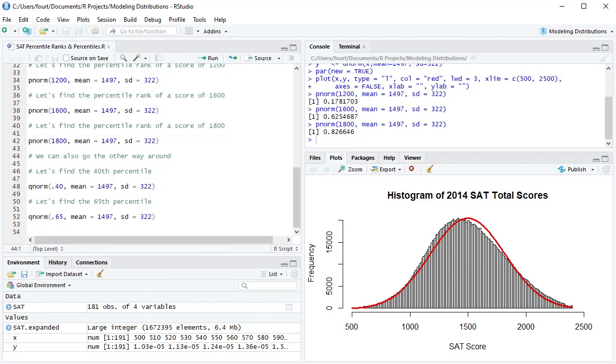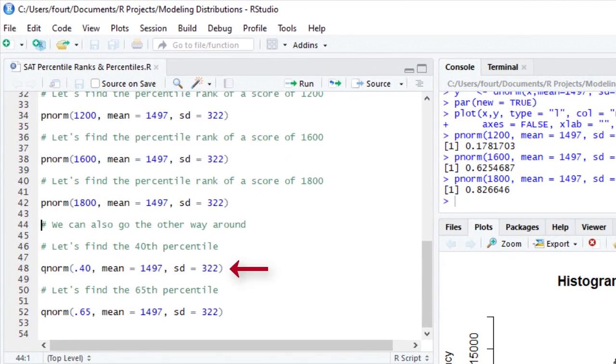Now let's do this the other way around. That is, let's give R the percentile rank and ask it to find the score that has that percentile rank. The function for doing this is qnorm. The Q stands for quantile. That term is more general than percentile.